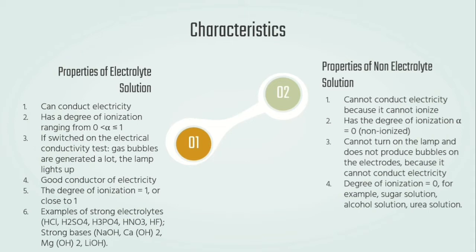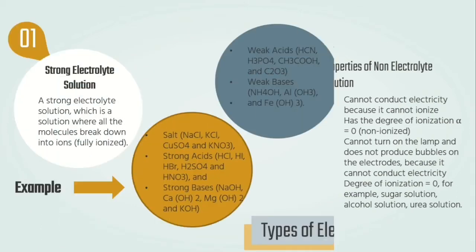The characteristic properties of non-electrolyte solutions: 1. Cannot conduct electricity because it cannot ionize. 2. Has a degree of ionization alpha equals 0, or non-ionized. 3. Cannot turn on the lamp and doesn't produce bubbles on the electrodes because it cannot conduct electricity. 4. Degree of ionization equals 0. For example, sugar solution, alcohol solution, urea solution.